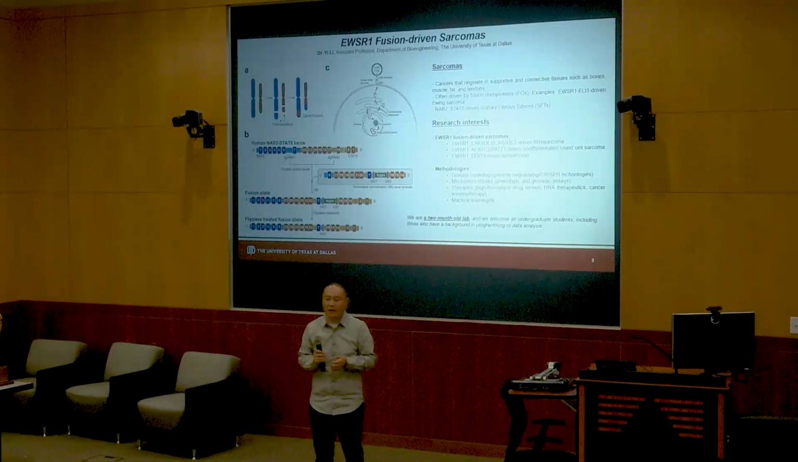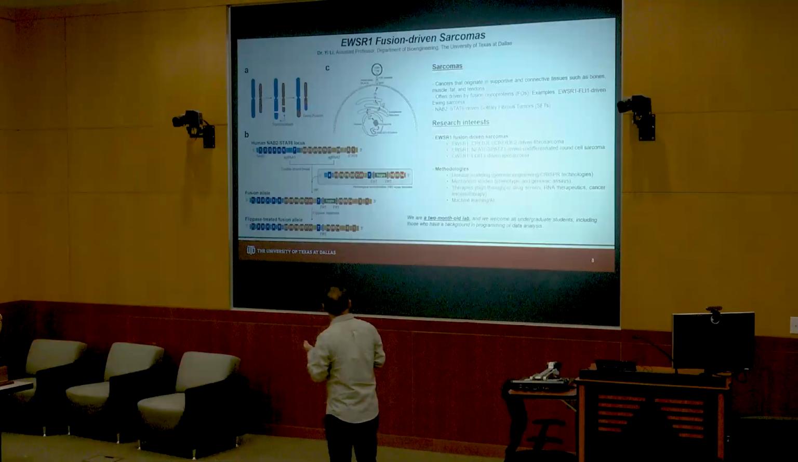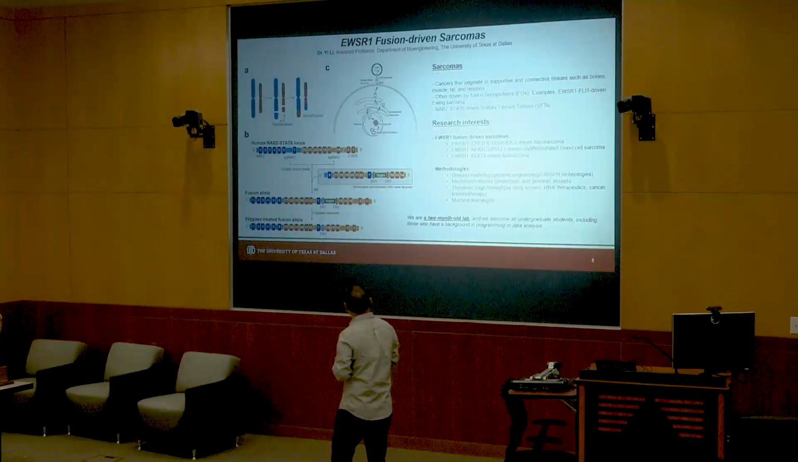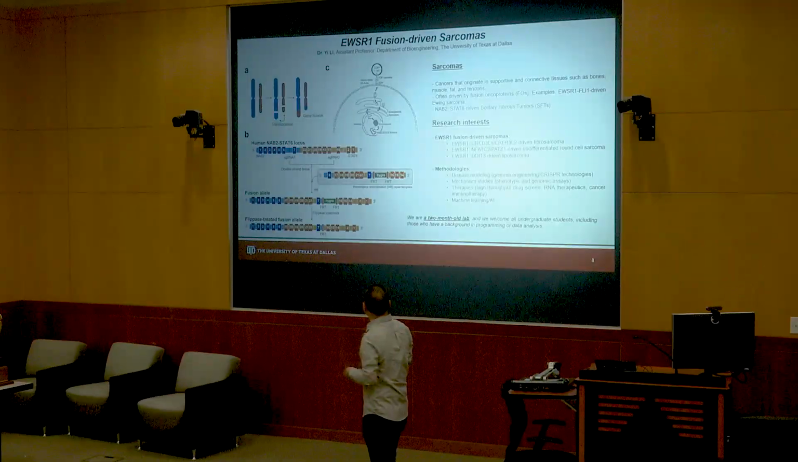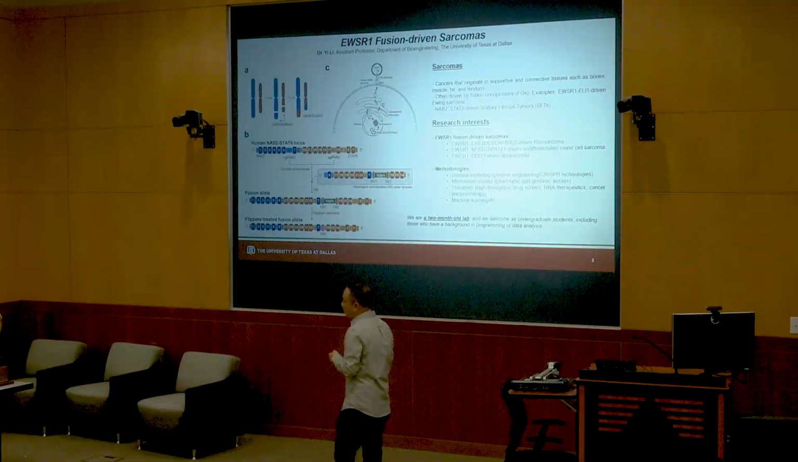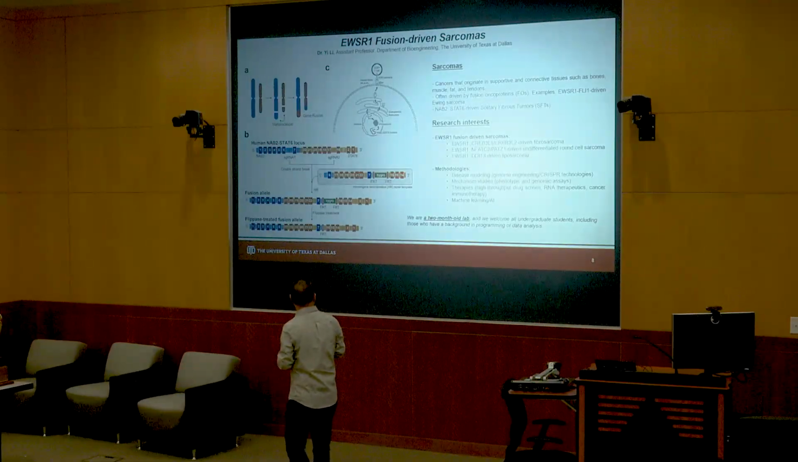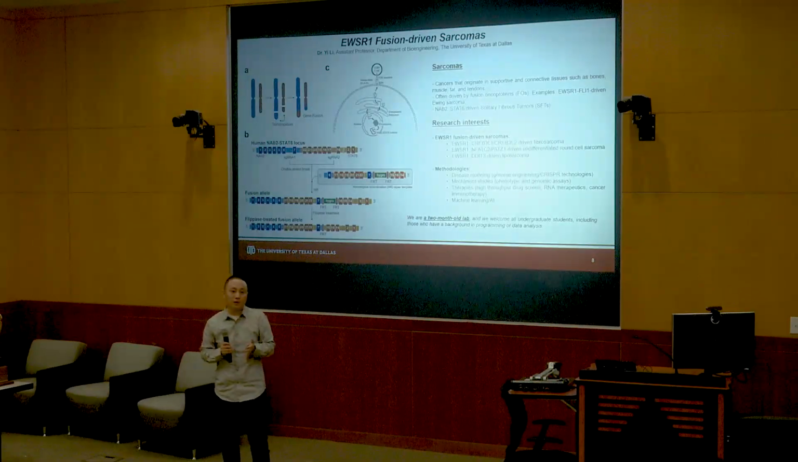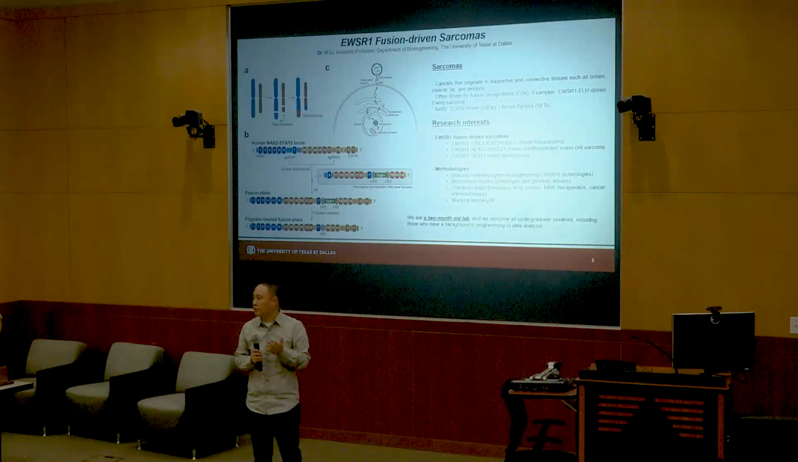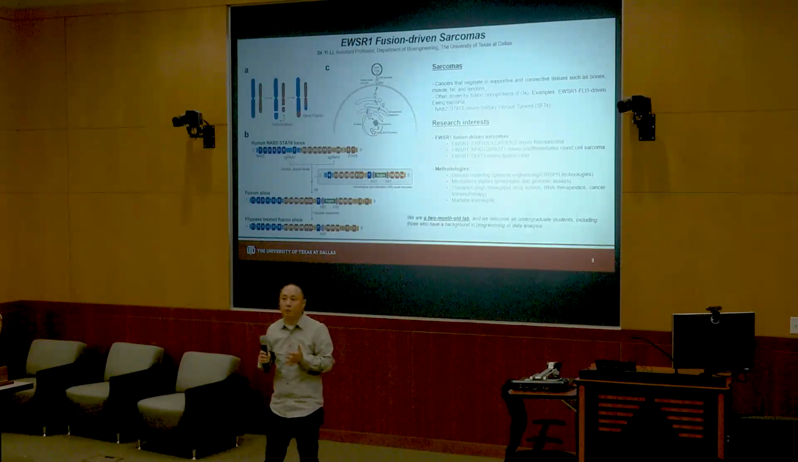and that becomes an oncogene, which means that it can drive the formation of cancer. So what my lab is planning to do, we will focus on a specific group of such fusion oncoproteins called EWS1 fusion-driven sarcomas. As you can see here, what we are trying to do first is to use different genome engineering tools, such as CRISPR, to build these sarcoma models.